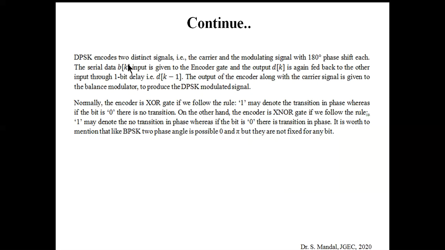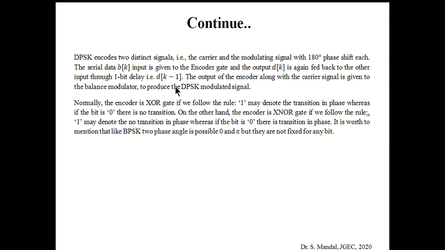So, already we have mentioned it, like DPSK encodes two signals, the carrier and the modulating signal, with 180 degree phase shift each. The serial data bk input is given to the encoder gate, and the output dk is again fed back to the other input through a 1 bit delay, that is dk minus 1. Okay. Now the output of the encoder along with the carrier signal is given to the balanced modulator to produce the DPSK signal.